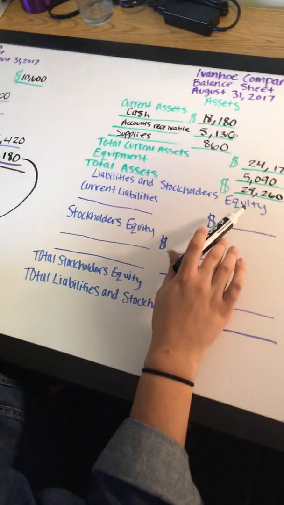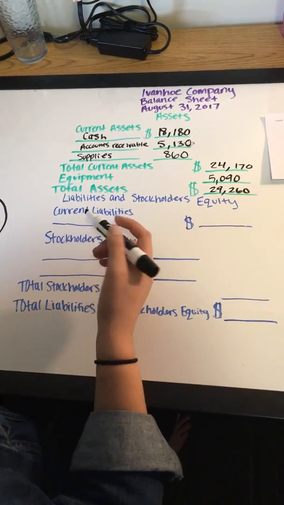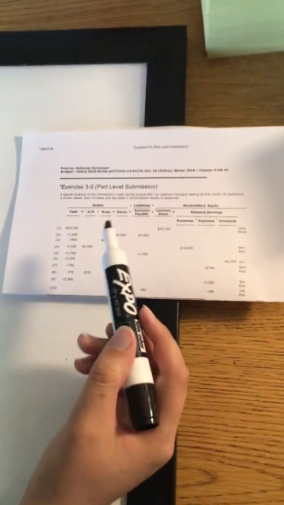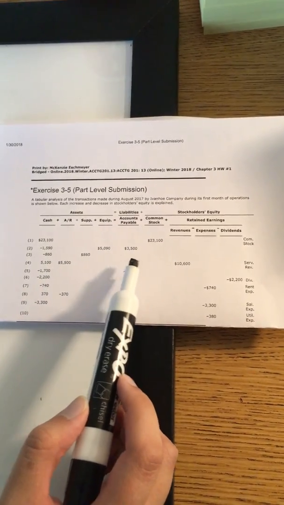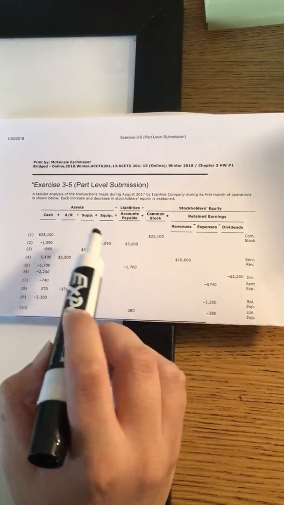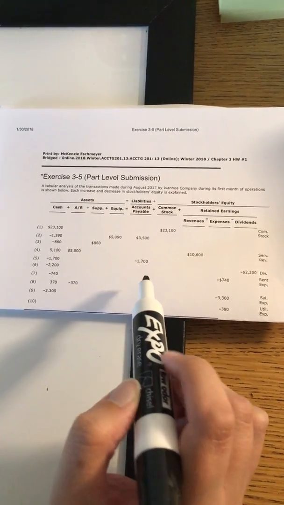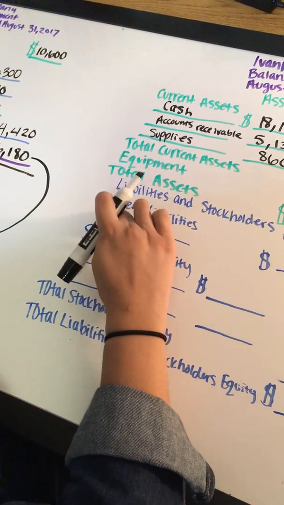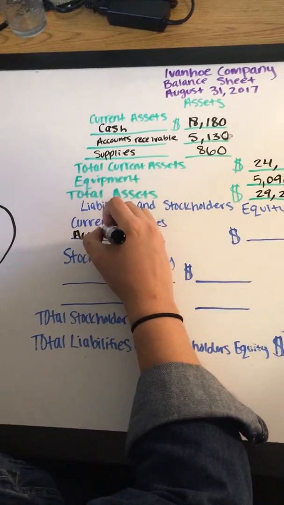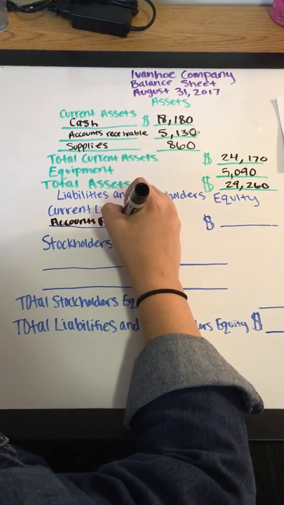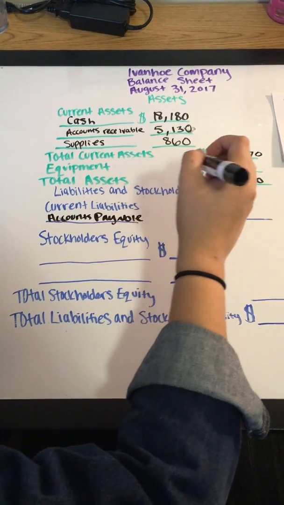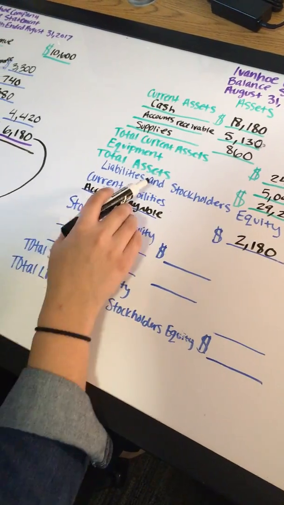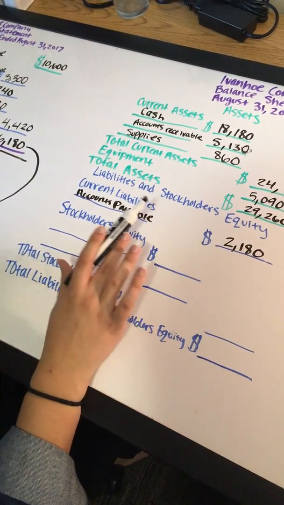Now we're going to move on to the liabilities and stockholders' equity. Because it's a classified balance sheet, we're going to start with the current liabilities. The only current liability given to us is accounts payable. We need to take the 3,500 and subtract the 1,700, so accounts payable equals 2,180. And that's it for liabilities. They only had accounts payable.